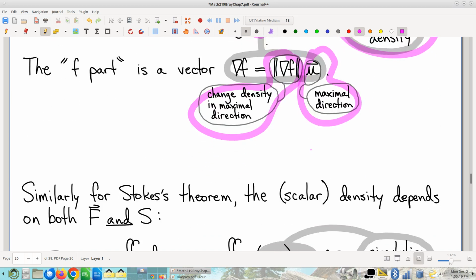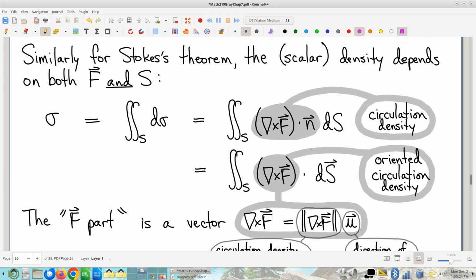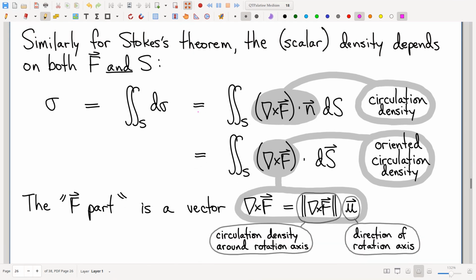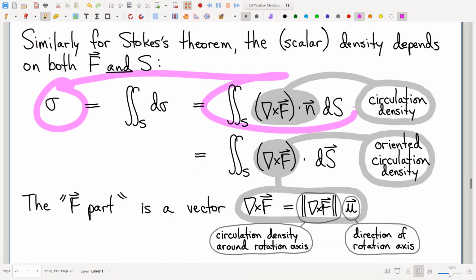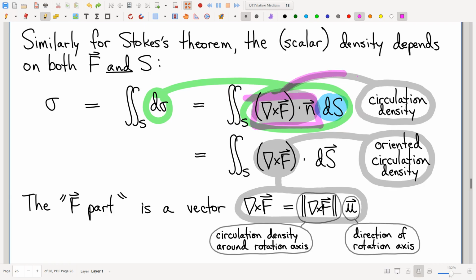Okay. All right. We can do the same thing with Stokes' theorem. Here's Stokes' theorem. And again, our standard take, looking at this, is that this is, of course, size. And that makes this, curl, our density. Density times size gives you stuff, as usual.